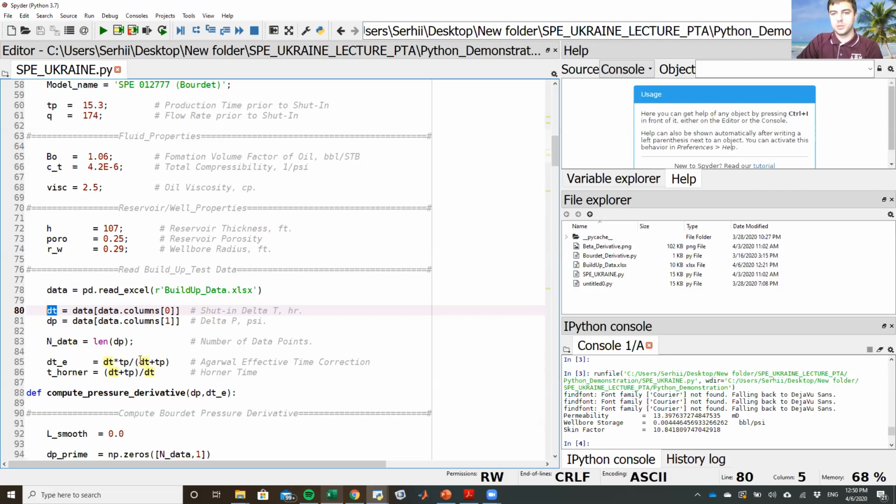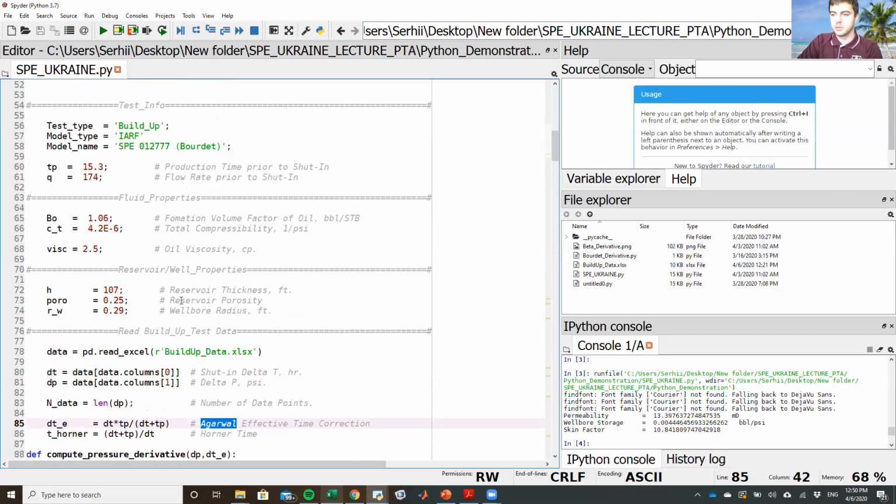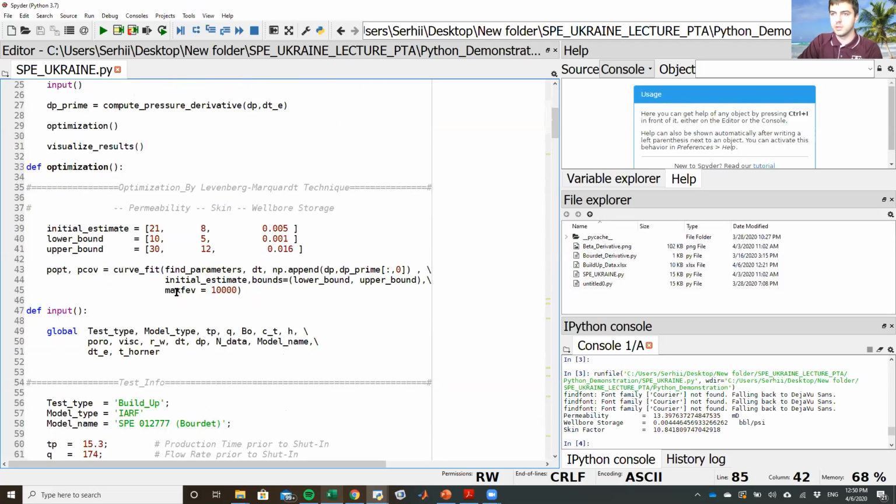And why is it so? A good description is given in the Agarwal paper. If somebody is interested, you can just email me and I can explain it to you in more detail.